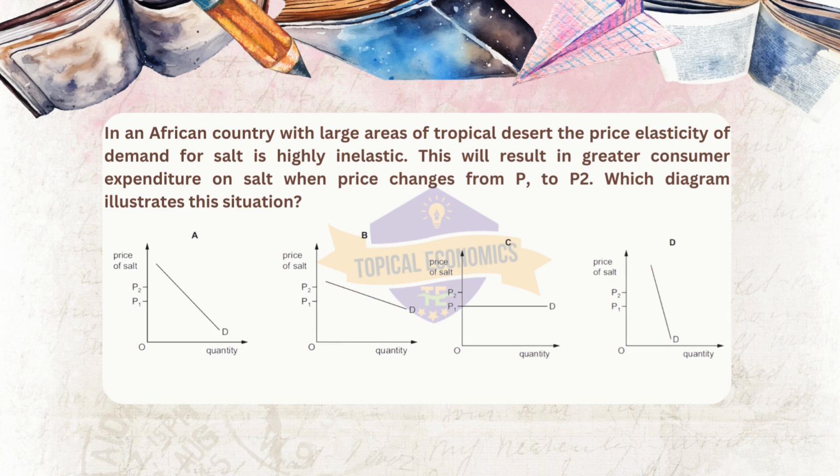In an African country with large areas of tropical desert, the price elasticity of demand for salt is highly inelastic. This will result in greater consumer expenditure on salt when price changes from P to P2.